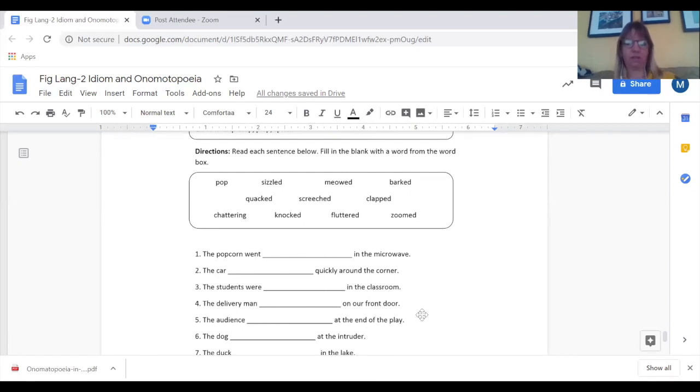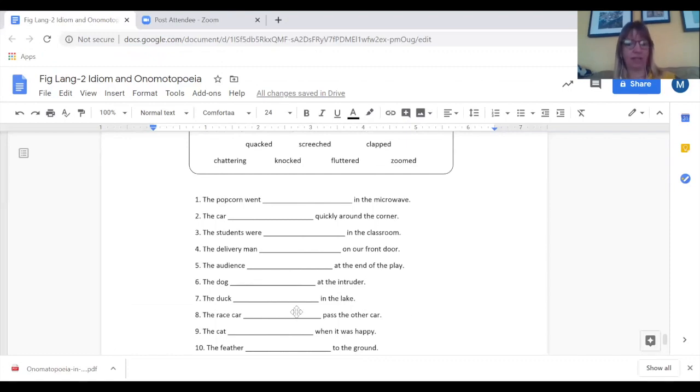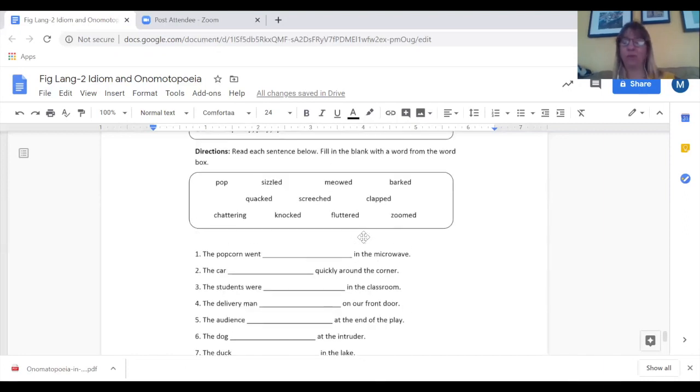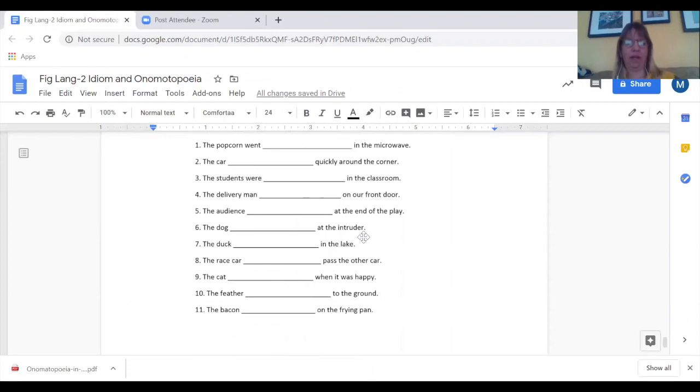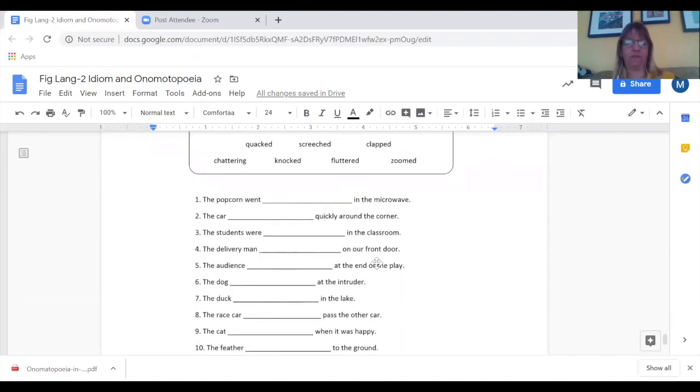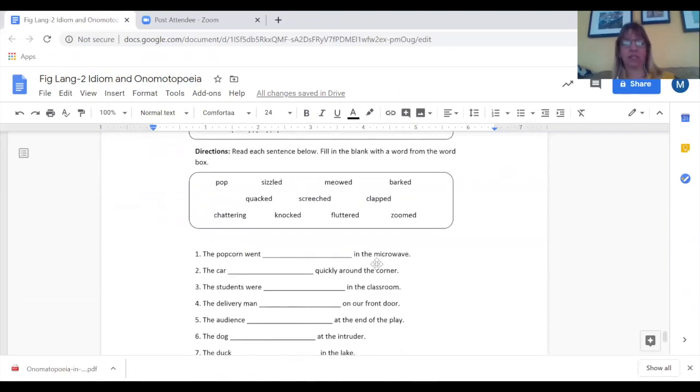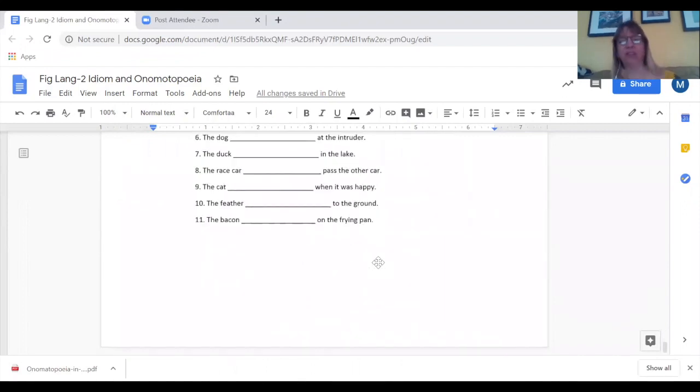The ducks quacked in the lake. The race car zoomed past one another. The cat, what did the cat do? Meowed when it was happy. And the bacon sizzled on the frying pan. So you can see onomatopoeias are super fun words. They sound like what they do.